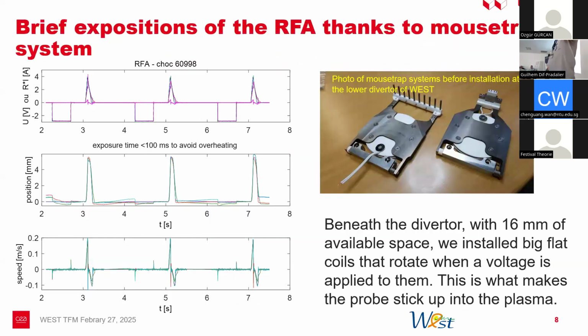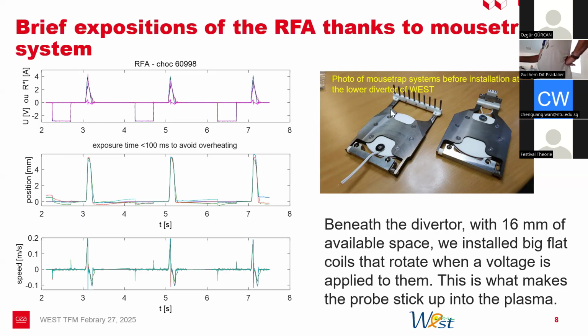So here's how the thing works. As I said, we make very brief expositions of the retarding field analyzer, thanks to a system we call the mousetrap. And there's a picture of 2 different kinds of mousetraps. We have 6 of them in total on the lower diverter with different kinds of Langmuir probes. You can see on the one on the left here, a system that we call the pop-up probe system. There's 10 individual pins that pop up into the plasma and measure electron temperature and ion flux. And this is the other probe that was installed in the tokamak before the retarding field analyzer.